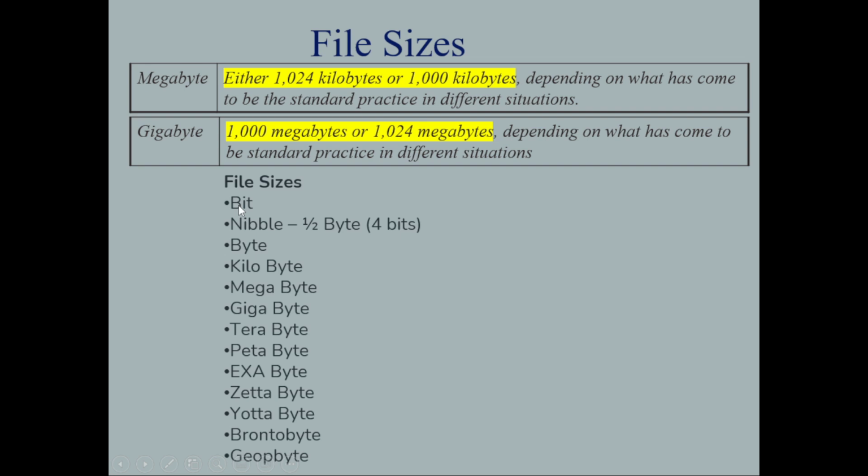Other file sizes, a nibble. Yes, there is something called a nibble. It's actually half a byte, which means it's 4 bits. You've got kilo, mega, giga, terabyte, which is kind of where we are right now. The next sizes up that you'll be seeing in the next few years are petabyte, exabyte, zettabyte, yottabyte, brontobyte, and geobyte. This brontobyte is kind of fun.